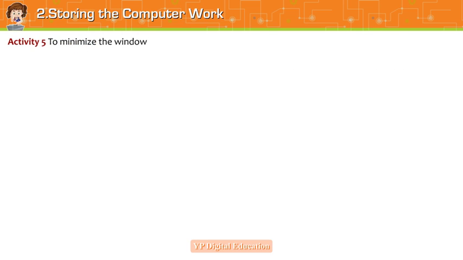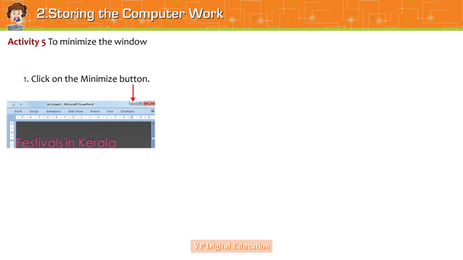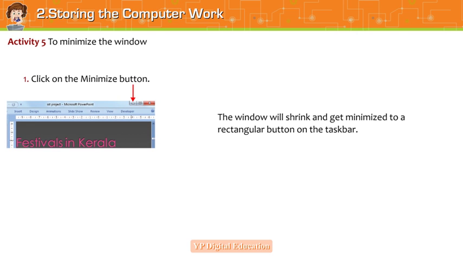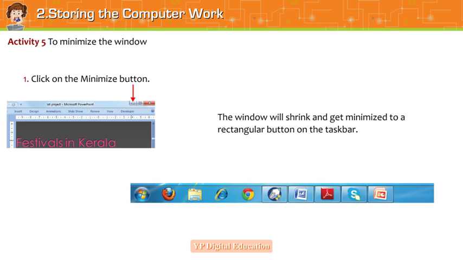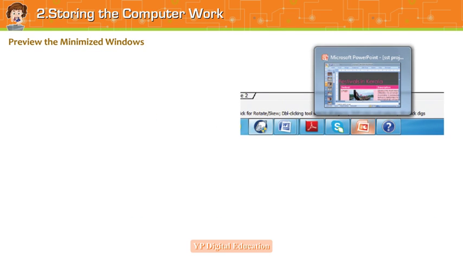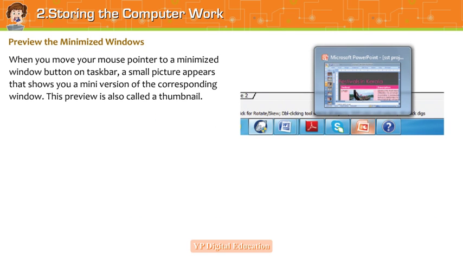Activity 5. To minimize the window. 1. Click on the minimize button. The window will shrink and get minimized to a rectangular button on the taskbar. Minimized windows. Preview the minimized windows. When you move your mouse pointer to a minimized window button on the taskbar, a small picture appears that shows you a mini version of the corresponding window. This preview is also called a thumbnail.